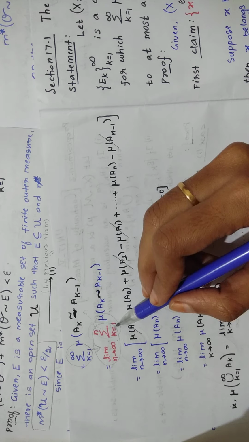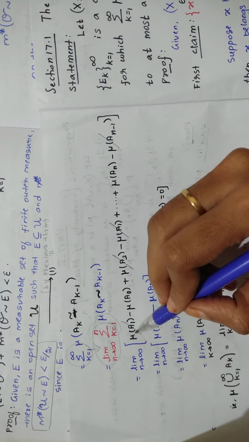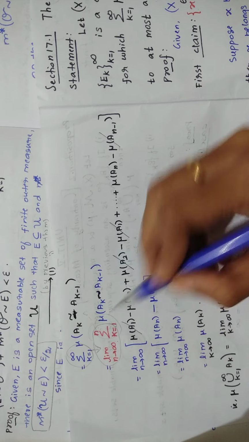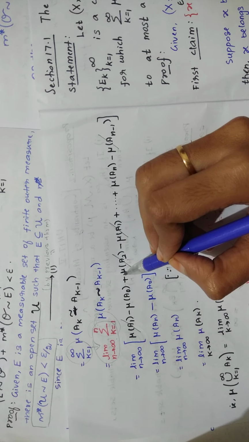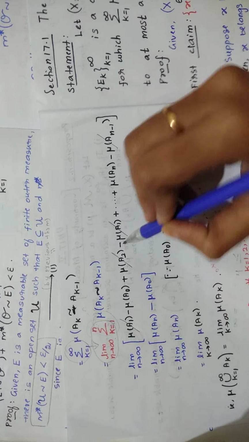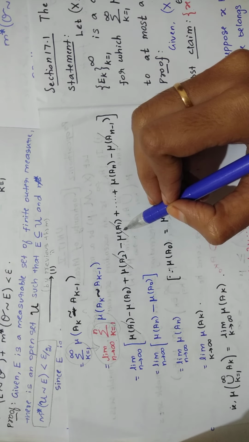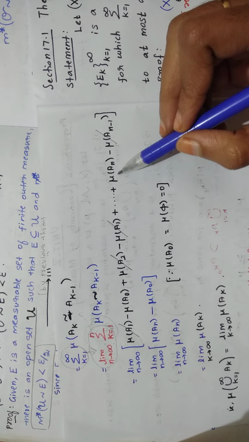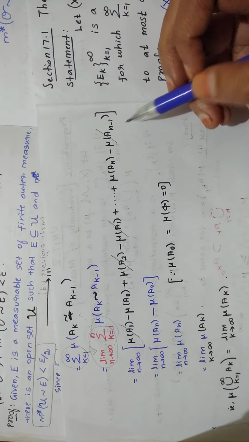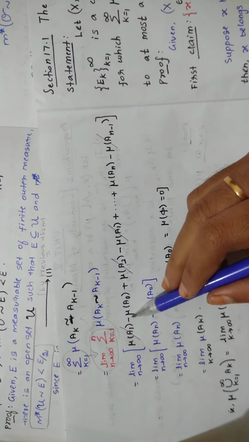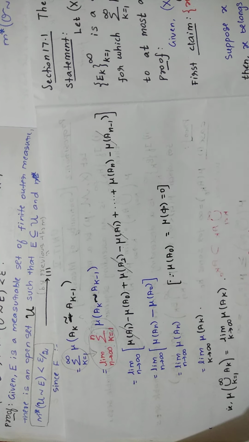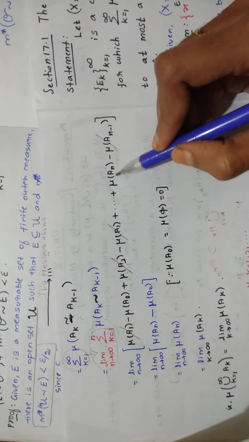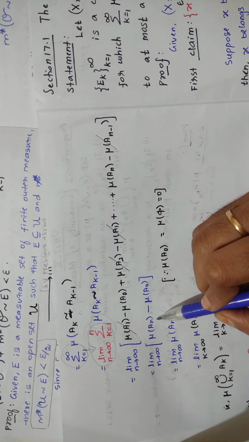So when you put k equal to 1, you will get mu of a1 minus mu of a0, plus, right? Now when you put k equal to 2, you will get mu of a2 minus mu of a1, plus etc., till the nth term you are writing. When you write for the nth term, mu of an minus mu of an minus 1, right? You will get this. So all the terms will get cancelled except this minus mu of a0 and mu of an. So you are writing that in the next step.